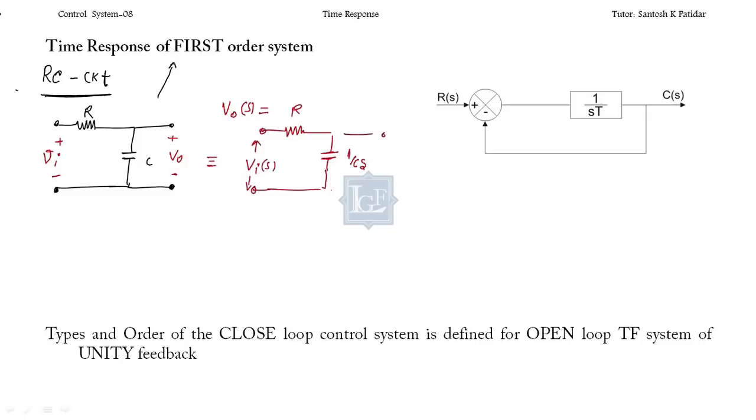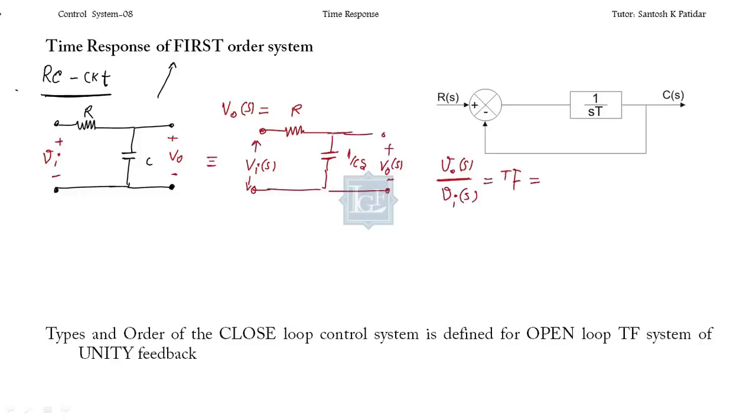The output stage, I will call it, this one is V0S. Now the transfer function will definitely be the Laplace function of the output divided by input, which is nothing but the transfer function of this first order circuit.